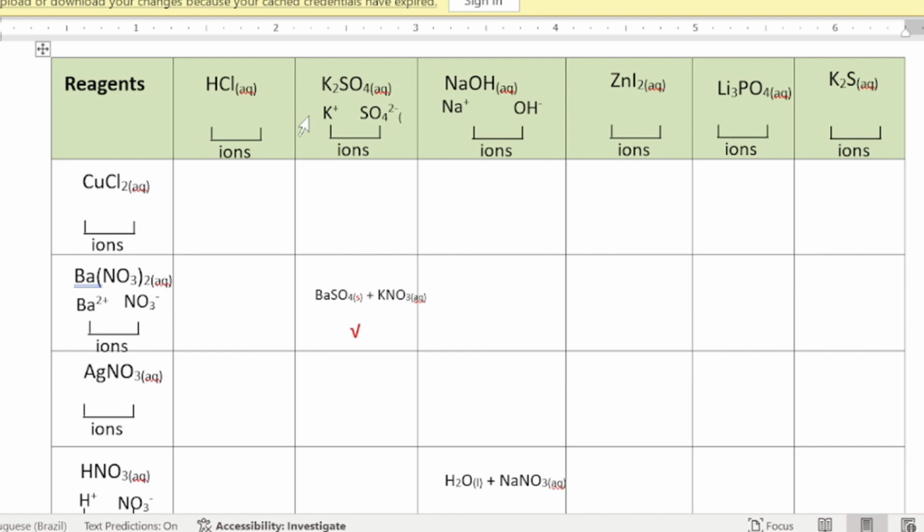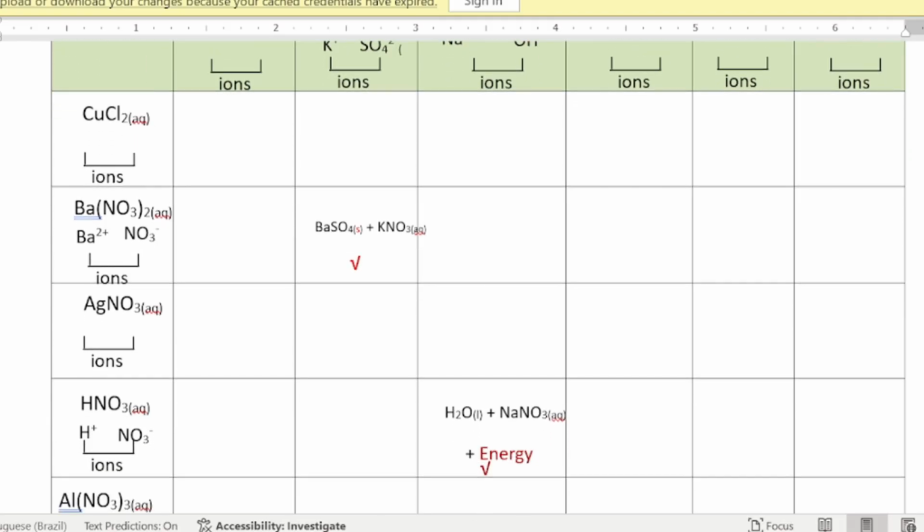Now these are your reagents. You put them in an equation. You do your crisscross. Then you use a solubility table to predict whether or not a precipitate will form. If you recognize it as an acid-base one, you won't see a precipitate. You will experience some energy change or a change in the pH of the solution.